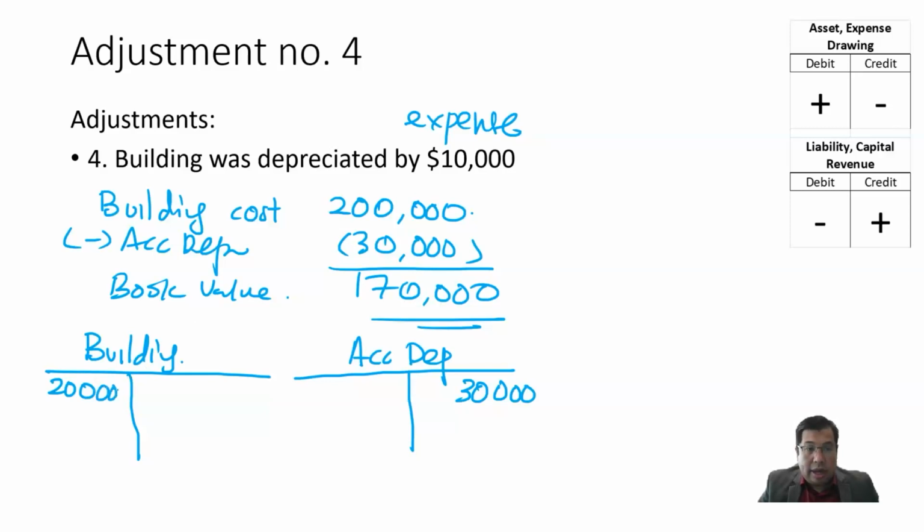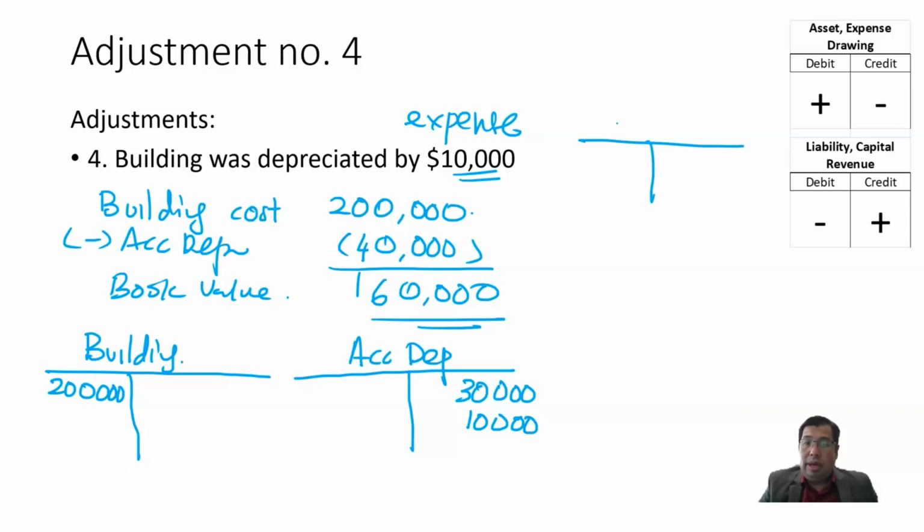So now you're going to increase that by another 10,000. This accumulated depreciation, you're going to credit by another 10,000. So this will be your accumulated depreciation account. It's going to be 40,000. Now the value of your asset is going to be 160,000 instead of 170,000.